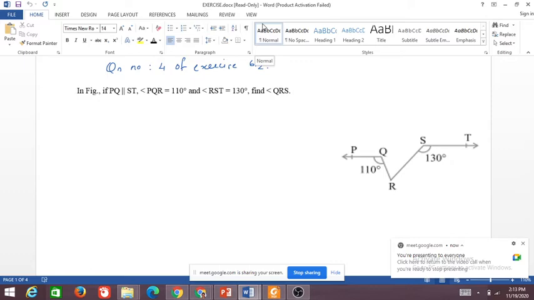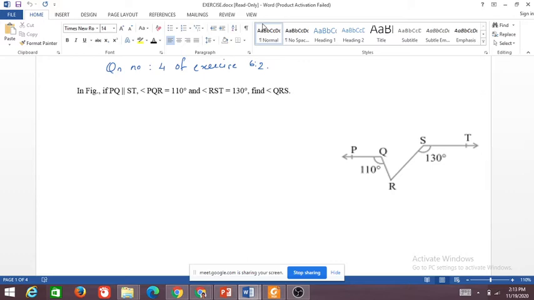So, in this question, can you read the question? This is the fourth question of exercise 6.2. Let me ask. Who was that? This is Satvika, ma'am. Okay, Satvika, can you read the question?